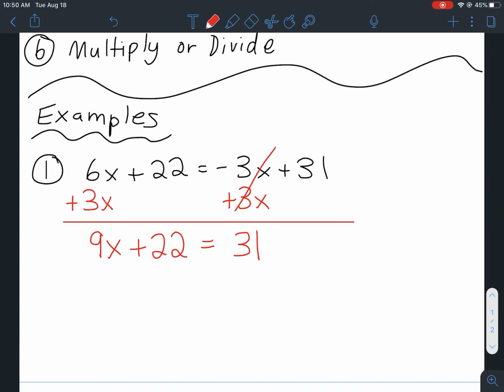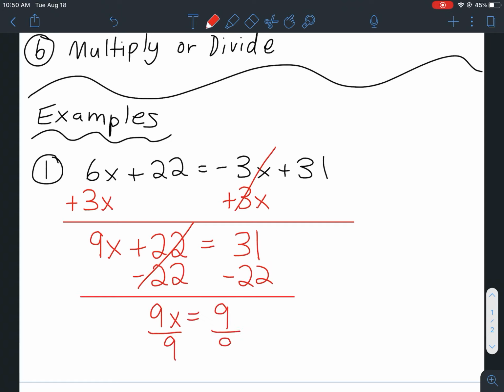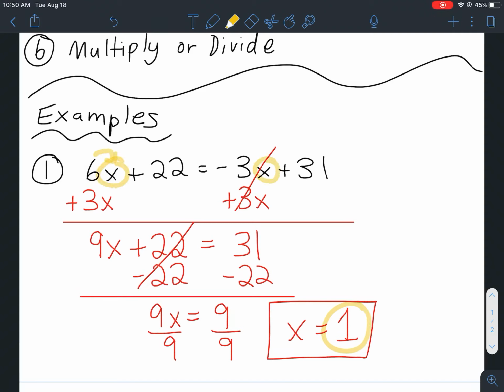Now we just have a two-step equation, pretty easy. Same steps as yesterday. Subtract 22, and divide by 9. So therefore, x is equal to 1. Which makes sense because if I plugged in 1 for x on both sides, 6 times 1 would be 6 plus 22 is 28, and then negative 3 times 1 is negative 3, plus 31 is also 28, so you know it is the correct answer.